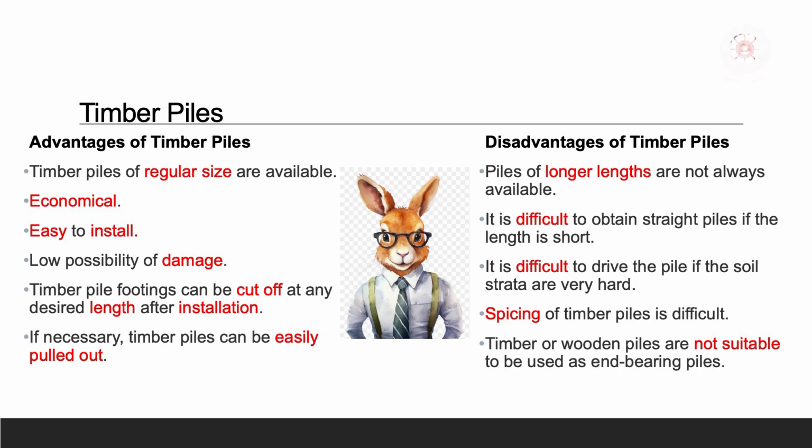Then what are the disadvantages of timber piles? Piles of longer length are not always available. It is difficult to obtain straight piles if the length is short, and it is difficult to drive the pile if the soil strata is very hard. And also timber or wooden piles are not suitable to be used as end bearing piles, because, as I already told, the maximum capacity is 15 to 20 tons only.